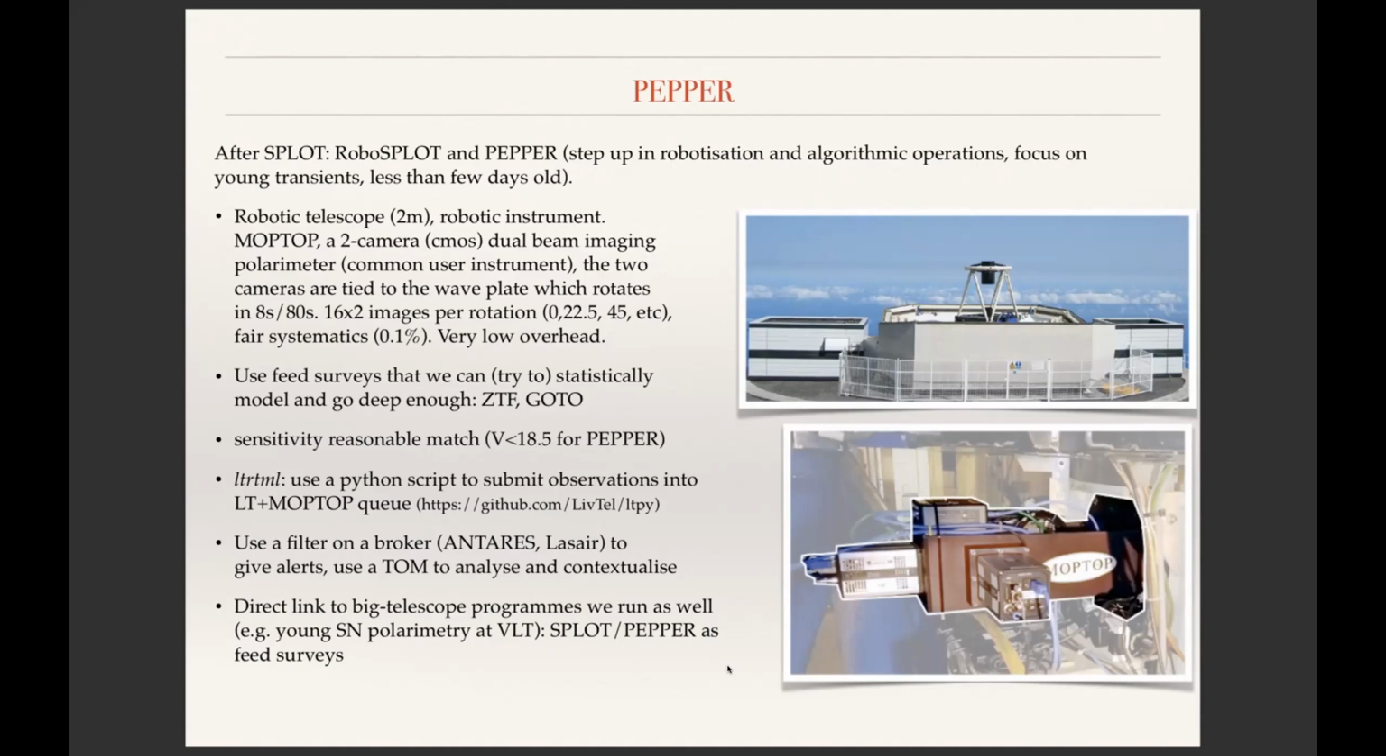Pepper interfaces directly to a big telescope program on VLT. In other words, Pepper feeds targets to VLT on short time scales. So if we see a young supernova with very high polarization, we can get VLT data hours later, which is quite helpful.